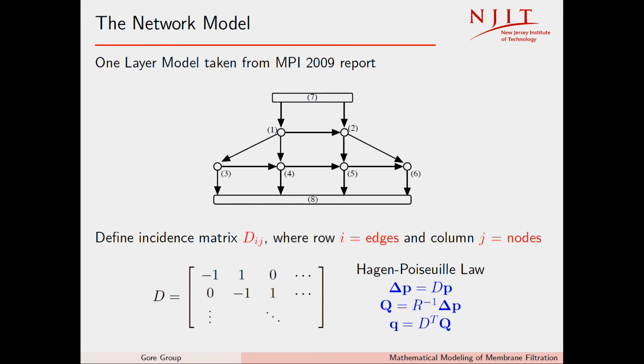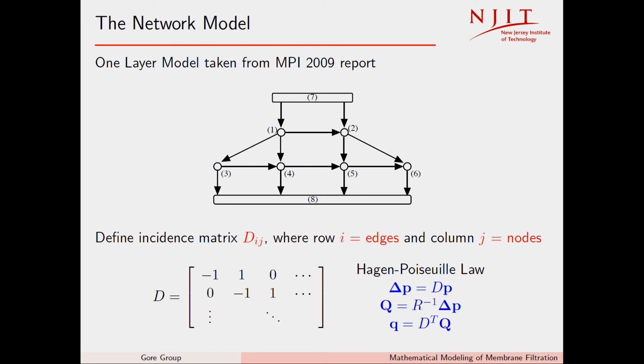So starting with the network model, we began with the one-layer model taken from the MPI 2009 report, where they end up solving a network that looks like this, where we have a source node where particles are inserted into the filter. They travel down through the filter in a certain way, and they end up at a sink. And this is done for a single layer.